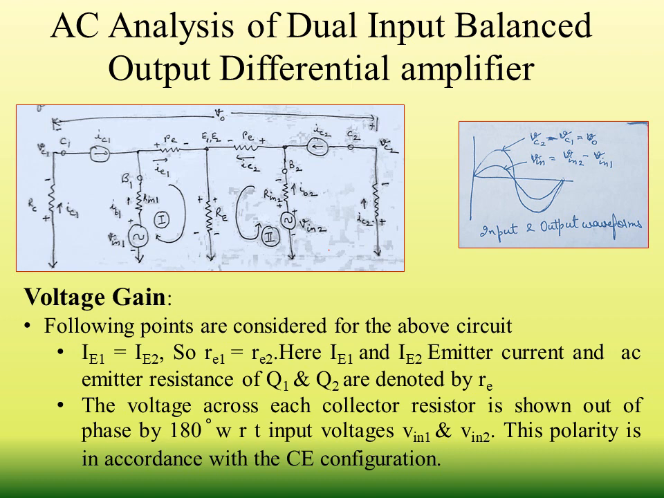The VIN2 polarity is just opposite to that of collector voltage on both sides, left hand side and right hand side. This is because the configuration that we have chosen is common emitter configuration, in which if the input voltage is positive going, then the output is negative going. Now this is again the same circuit. Now we'll carry out the mathematical analysis.